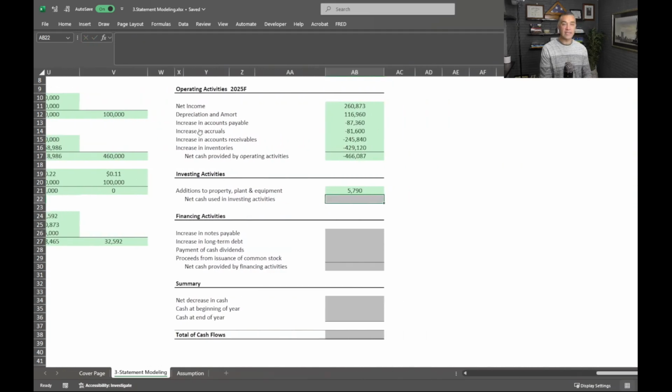So the investing aspect. It looks like, to raise funds, because we're losing money, we had to sell off some of our property, plant, and equipment. Now we're just going to get our total. All it is is a sum of what we just did.